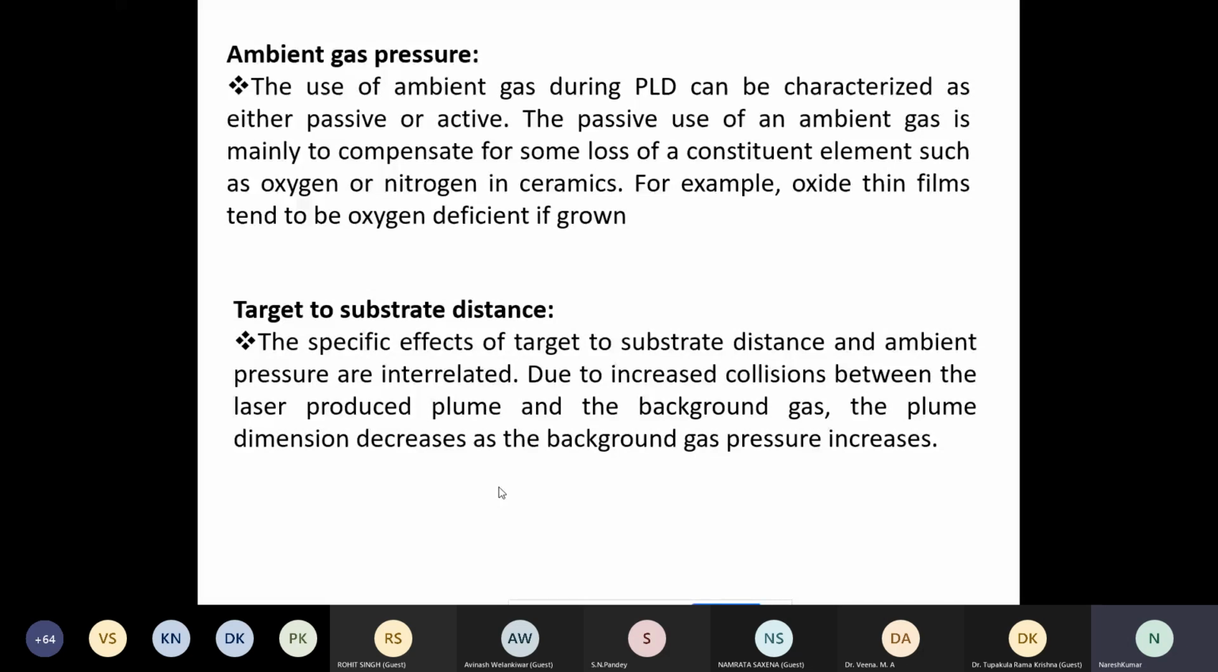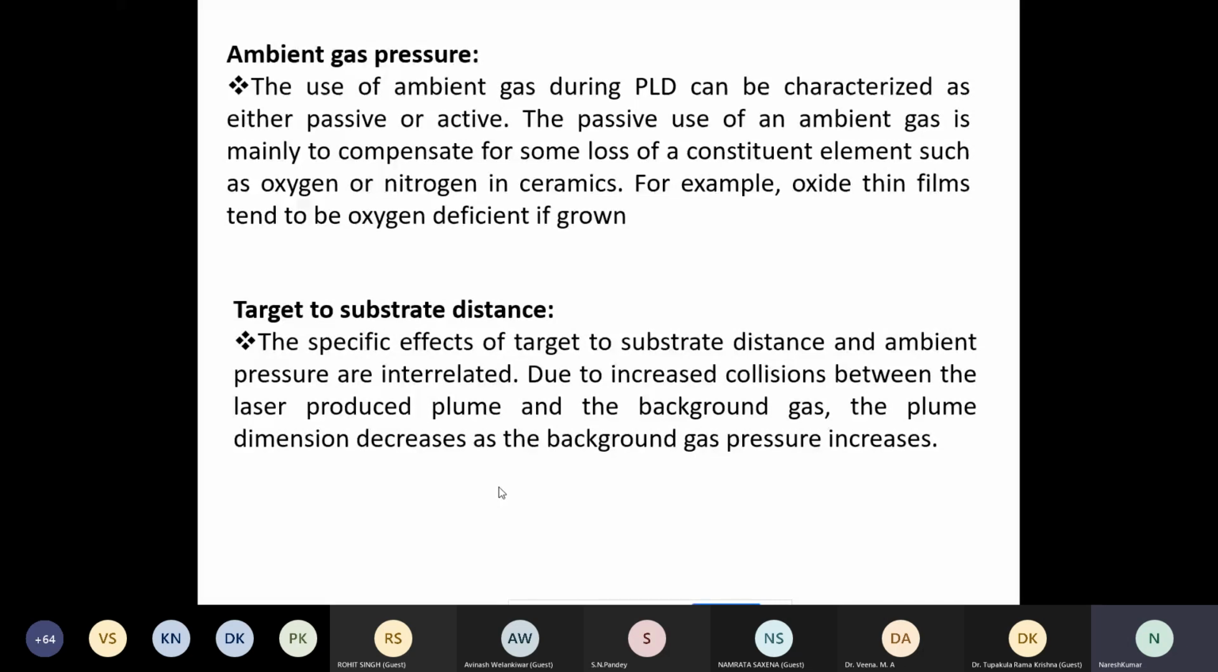How much oxygen pressure or nitrogen pressure will be there in the chamber will also decide the quality of film, right? Quality means whether my film is oxygen deficient or of exactly the same stoichiometry or not. So the amount of oxygen partial pressure or nitrogen partial pressure will take care of vacancies of oxygen or nitrogen in the film. And accordingly, they will also play a very important role in deciding a proper phase in the film.